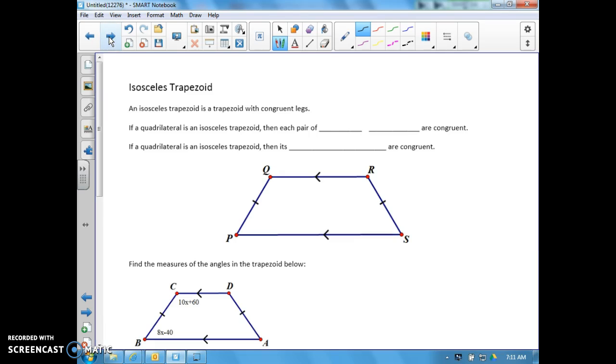We have a subcategory of trapezoids called isosceles trapezoids. And an isosceles trapezoid is a trapezoid with congruent legs. If a quadrilateral is an isosceles trapezoid, then each pair of base angles are congruent. And if it's an isosceles trapezoid, then its legs are congruent.